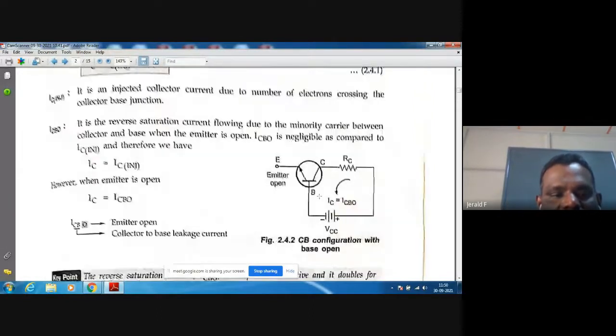It is defined as the ratio of the collector current resulting from carrier injection to the total emitter current. So what is the ratio? The ratio of the collector current resulting from carrier injection to the total emitter current. So finally you can know the formula: IC injection divided by IE. What is IE? That is called the emitter current.